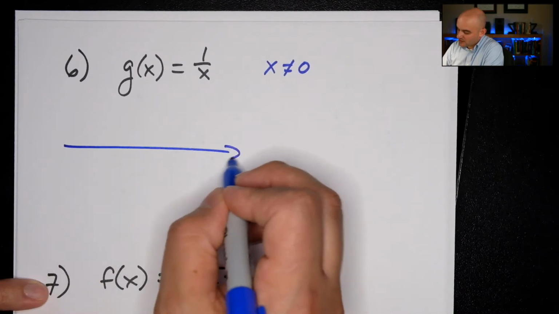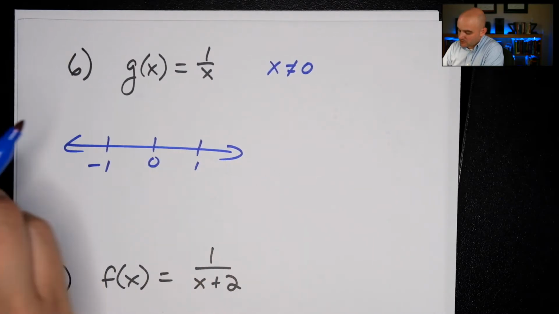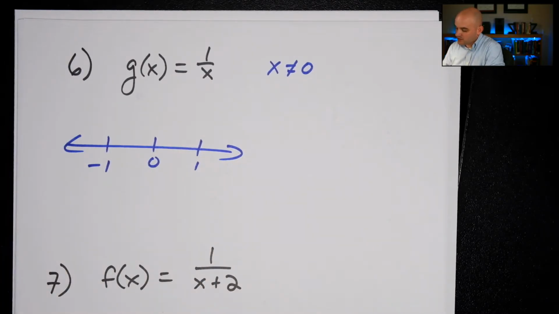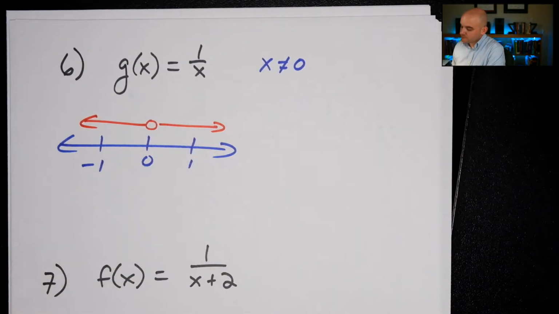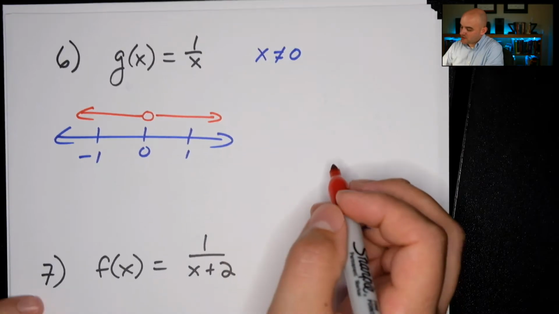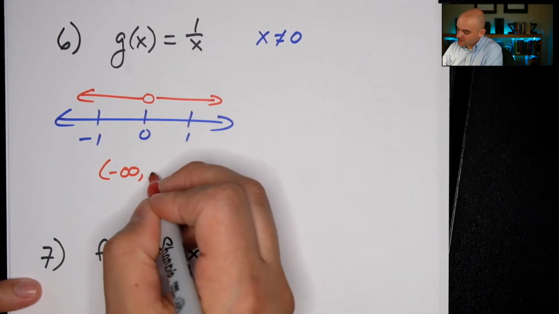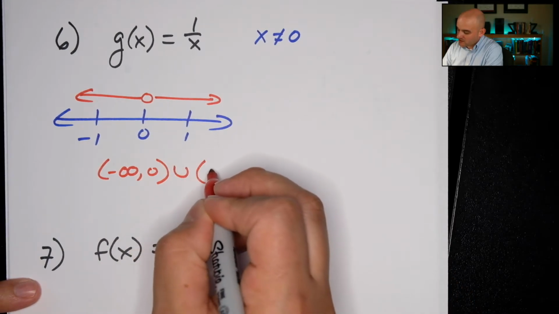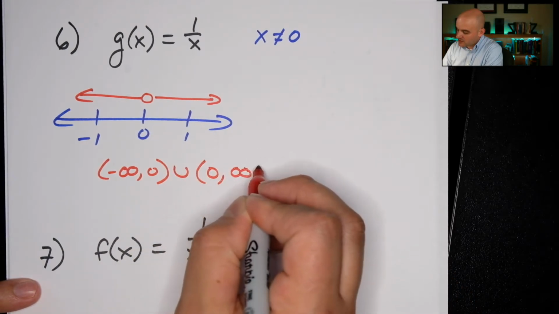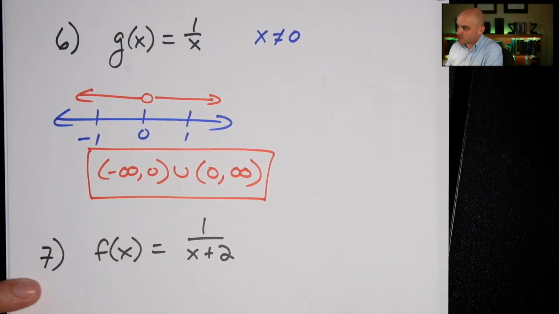So if we're looking at it like this, it goes from negative infinity all the way up to 0, skips over 0 like this. So in interval notation, we're going to say start at negative infinity, go up to 0, do not include 0, then pick back up at 0 and go to positive infinity. And there it is in interval notation.